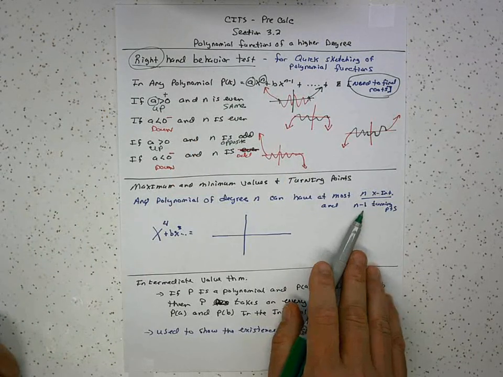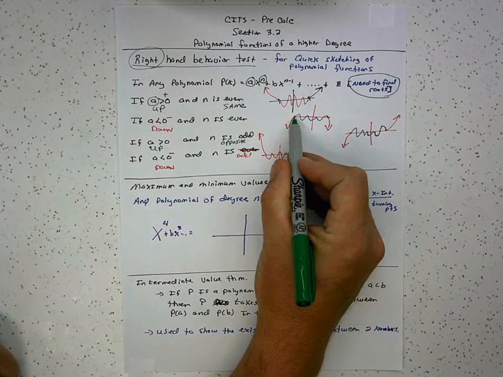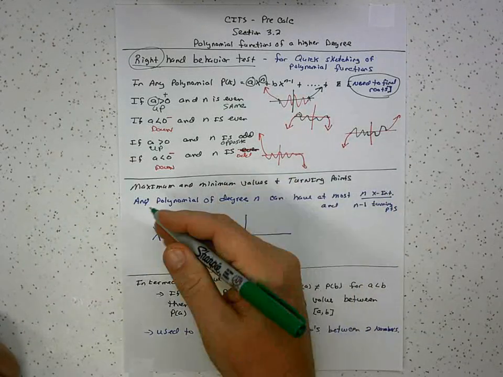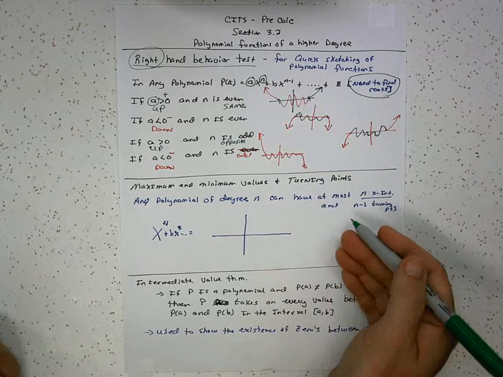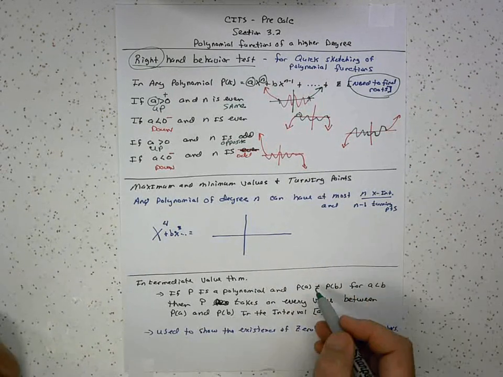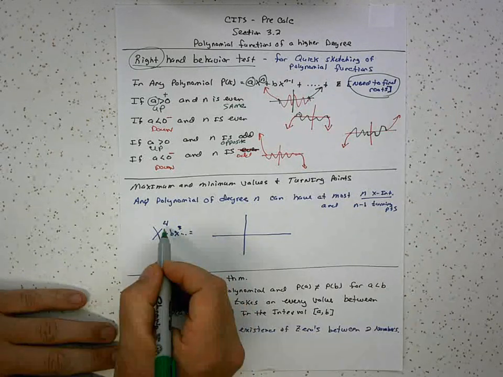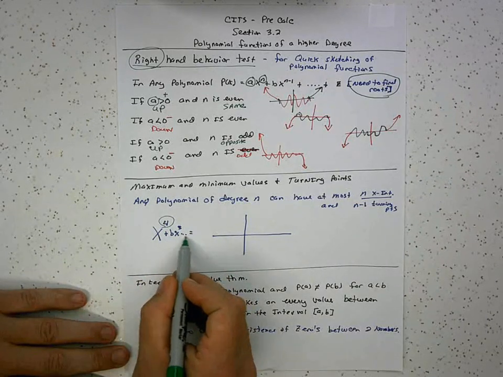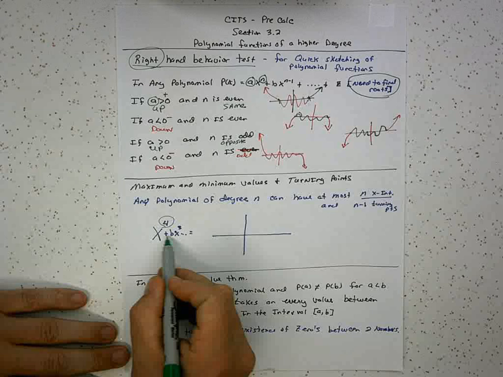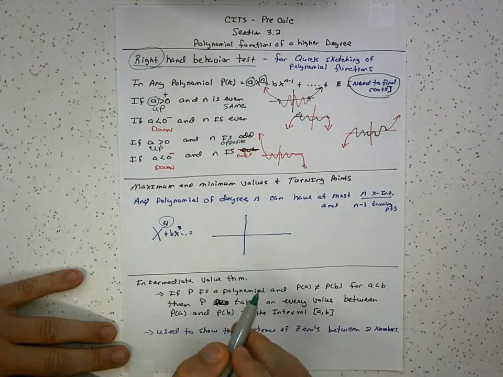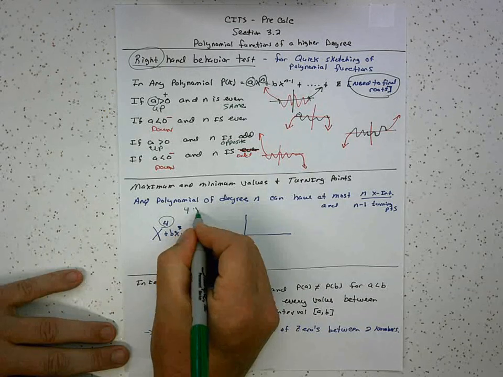And n minus 1 turning points. A turning point is just where I turn around, where I go from increasing to decreasing, going up and coming back down. That's a turning point. So if I have something with x to the fourth, it can have at most 4 x-intercepts.